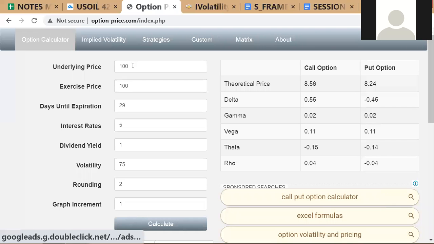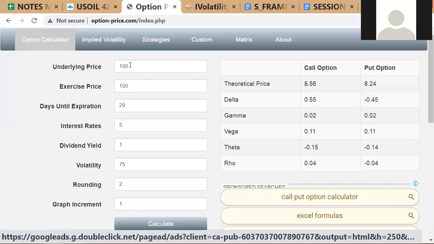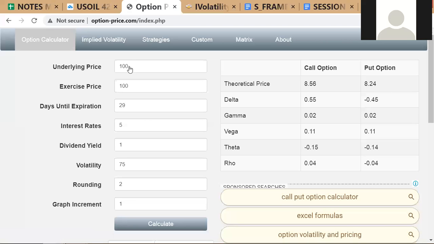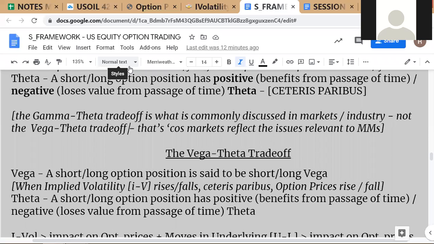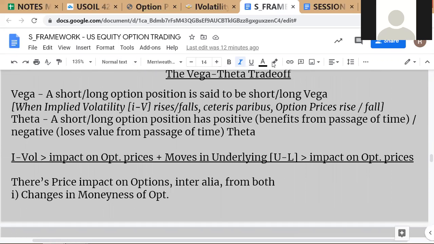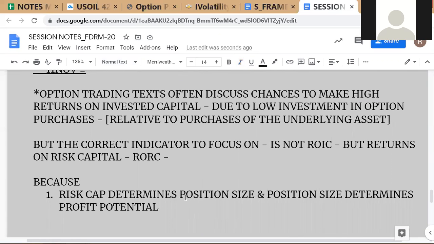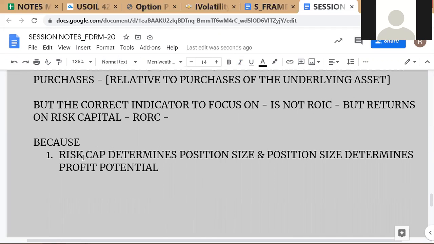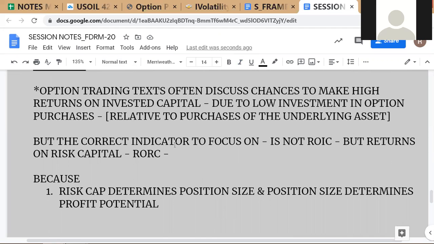Obviously if the price moves by $1 to 101, if I'm buying one share, then I can only make $1 of profit. But if I have bought 10 million shares, then in one price change I can make $10 million. Because my position size is different. So this is what position size does. What I'm writing here in today's session is that risk capital determines position size and position size determines the profit potential. So that is one of the reasons why RORC is the correct calculation, not ROIC.